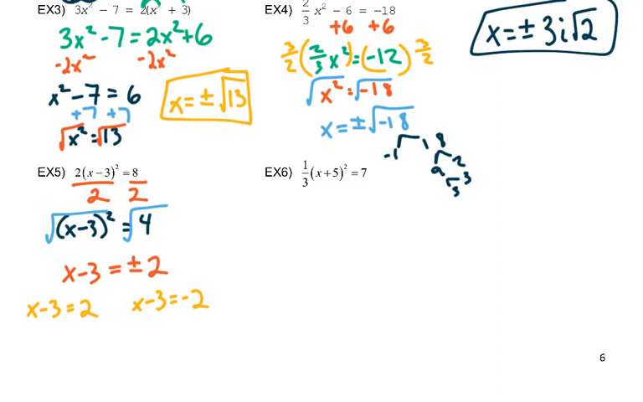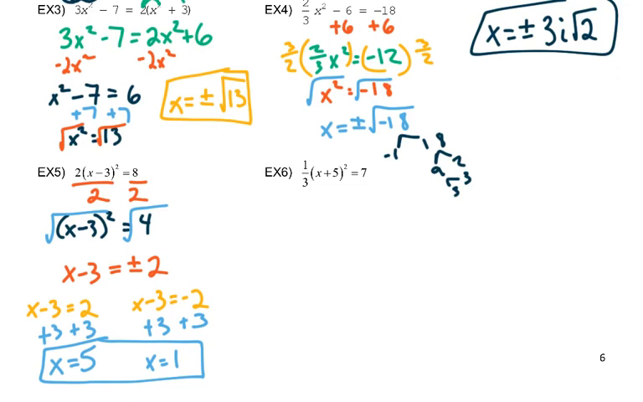I hope you're thinking, this is a lot like absolute values, because it totally is. So we'll solve both of these mini equations. In one of them we get x equals 5, and in the other one we get x equals 1. So we get two answers just like before. They just don't happen to be crazy irrational numbers. It's just 1 and 5.